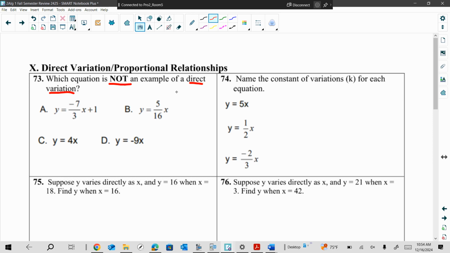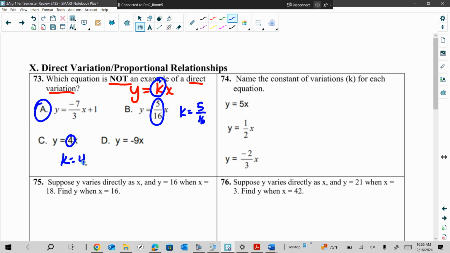A direct variation looks like this, guys: y equals kx. The important thing is that we see the k, the number in front of x, and there's nothing added or subtracted. So A is not a direct variation. B is, because this is our k, the 5 over 16, and there's no y-intercept. C also is. Your k would be 4. Your k is like your slope. It's the same thing as your m.